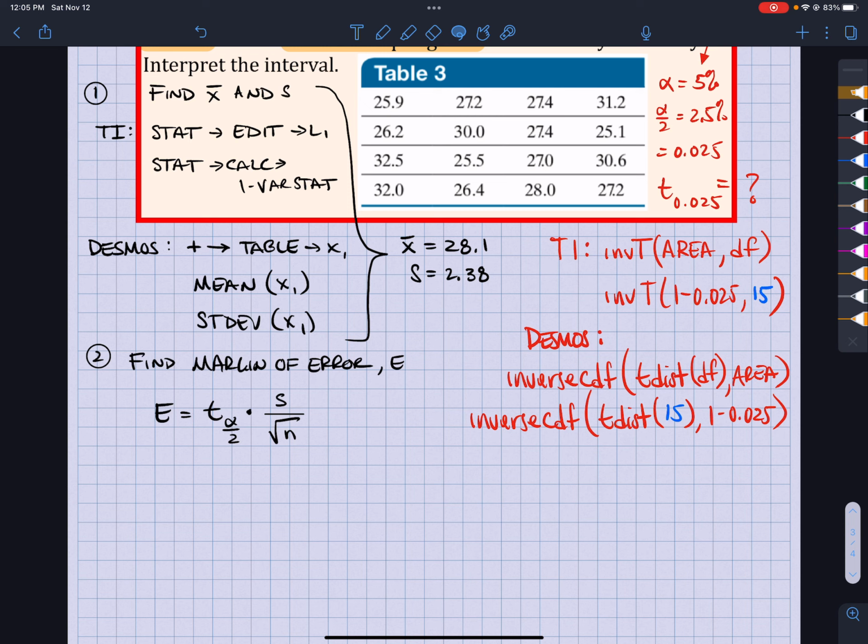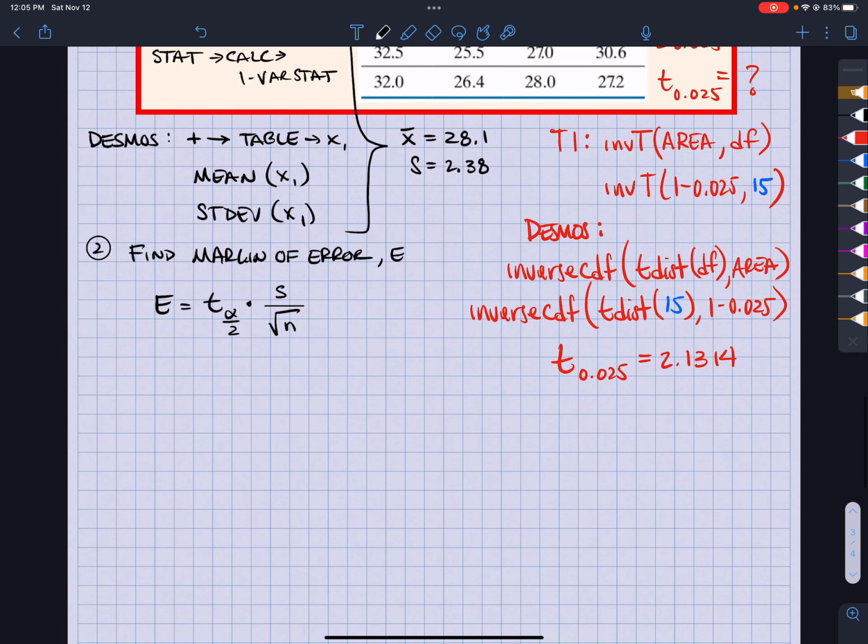All right? Now, with that being said, what comes out to be our t of 0.025? That's going to come out to be 2.1314. Okay? All right, so now we can find the error or the margin of error, which is equal to 2.1314 times the standard deviation, which is 2.38, divided by the square root of n, which is 16. And when you put this in your calculator, you should get about 1.27.